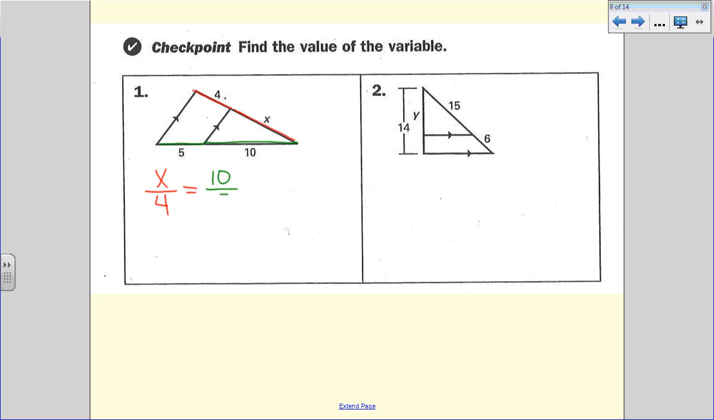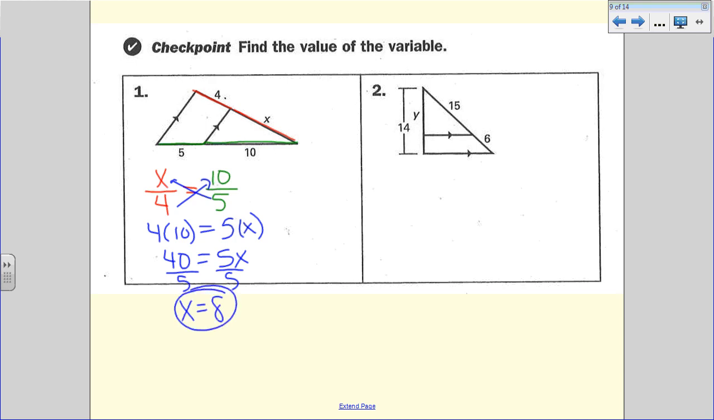over 5. Now some of you are doing some mental math, seeing some relationships here, and solving for that already. I'm going to go through and finish up the algebra. 4 times 10 is equal to 5 times x. 40 is equal to 5x. So x is equal to 8.